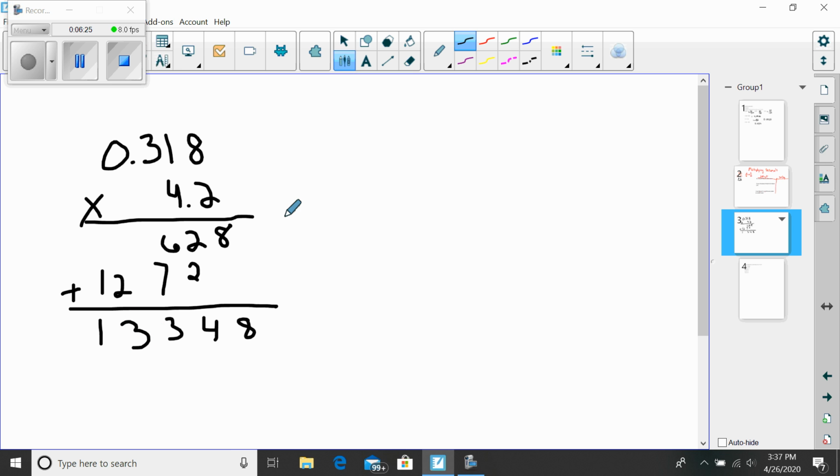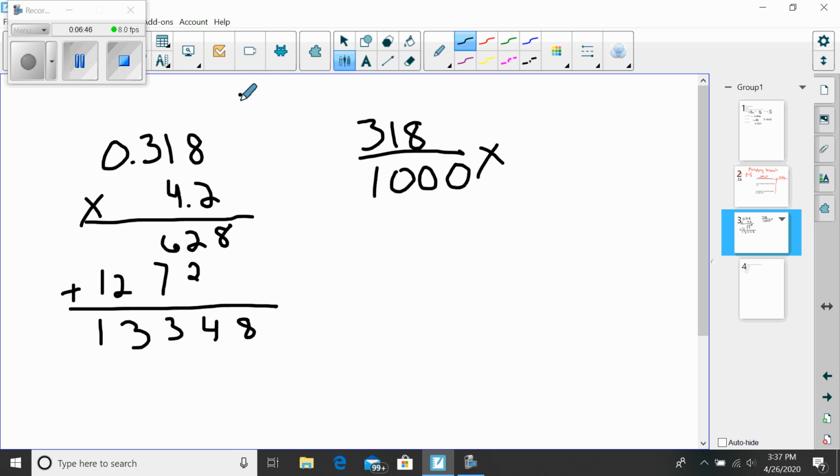Okay, so we get here. But let's look at what this would be if I changed it to a fraction. That would be 318 thousandths. Multiply that by 4 2/10. So let's see, 4 2/10.